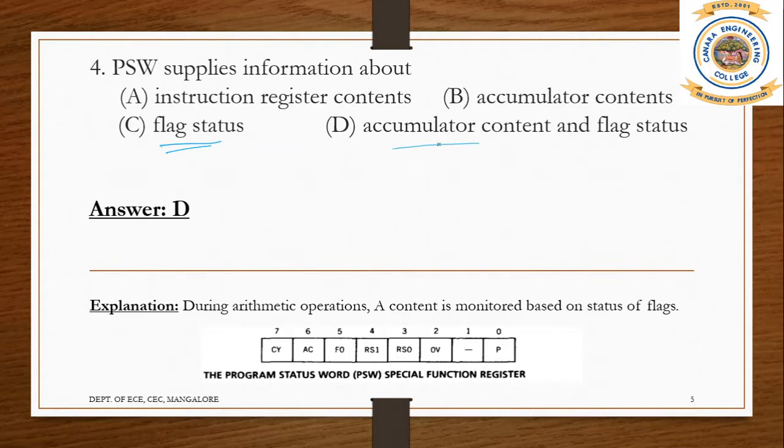Next, it gives me an idea of the accumulator content, because by checking the parity flag, the auxiliary carry, and the carry flag also, I'll come to know whether the content of the accumulator is the required content or not. So here the answer is D. I also want to add that you have to be very thorough about this register, the program status word, before appearing for your exam.